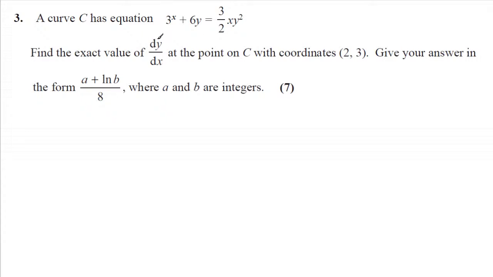And you've got to find the exact value of dy by dx at the point C on the curve with coordinates 2, 3. Okay, x is 2, y is 3. Give your answer in this form, okay? (A plus natural log of b) all divided by 8, where a and b are integers, okay? Worth 7 marks. So there's quite a few steps here, okay? And away you go, all right?